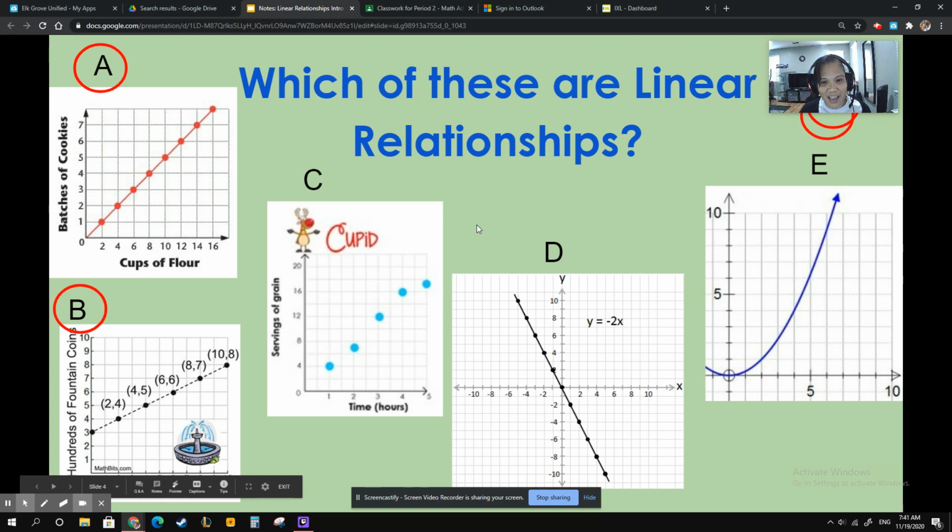And so one last one, and you should all see it. It's letter D. If you got all three, you are correct. If you only got A and D, you are partly correct, but you should also get B. And C and E, of course, you should see they're not straight lines.